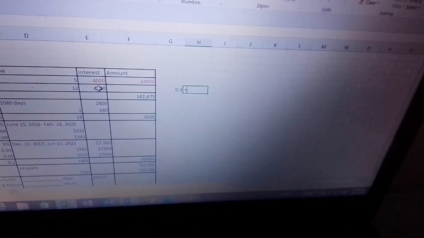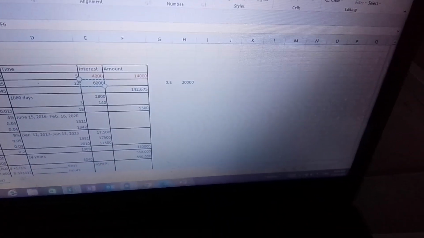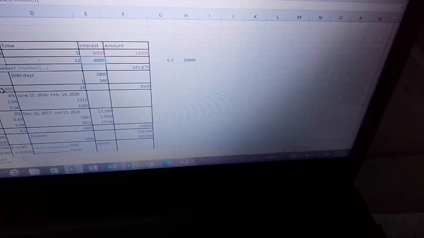And then this one, we do this. This is your I, divided by the answer that you get there. This is the answer we got from the product of the two. We get the principal of 20,000. In short, we can do E6 divided by the product of the two numbers. Did we get the same answer? Yes, we get 20,000 pesos.